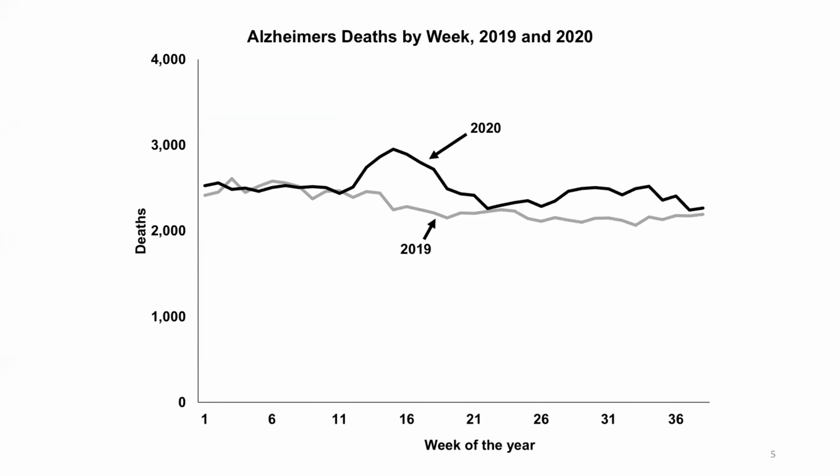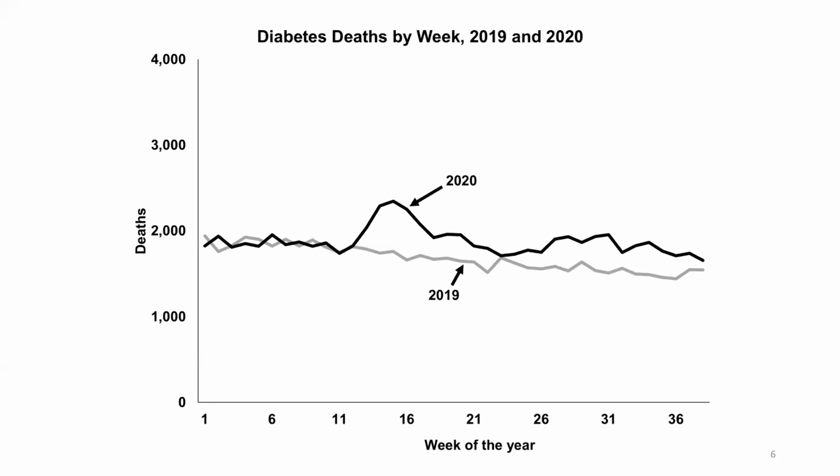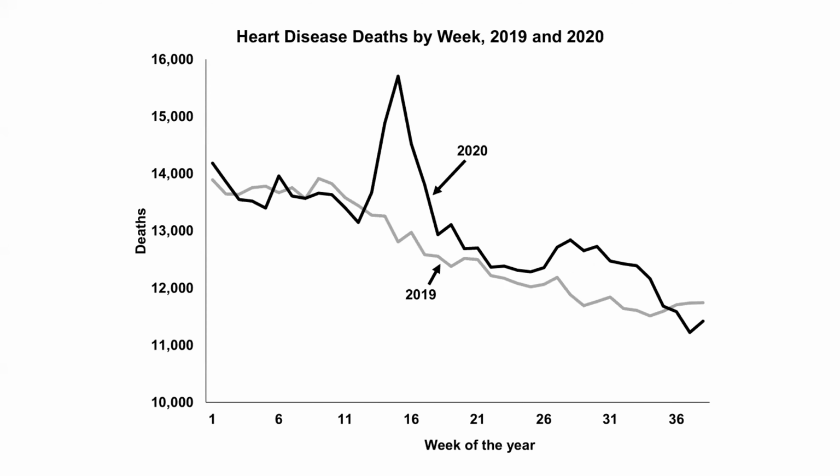Here I'm showing you Alzheimer's deaths by week for 2019 and 2020. And something that I think is coming into people's attention a little bit more is that for particular diseases, death rates have just been a lot higher this year than they have been in previous years. And the timing's totally consistent with the onset of the disease. So for Alzheimer's, deaths have been 9% higher in 2020. If we look at diabetes, deaths have been 12% higher in 2020. And for heart disease, deaths have been 3% higher in 2020.